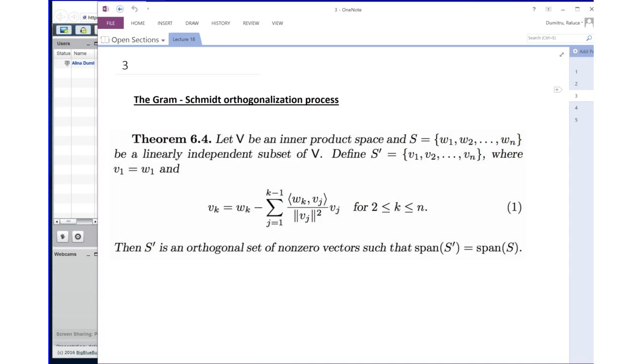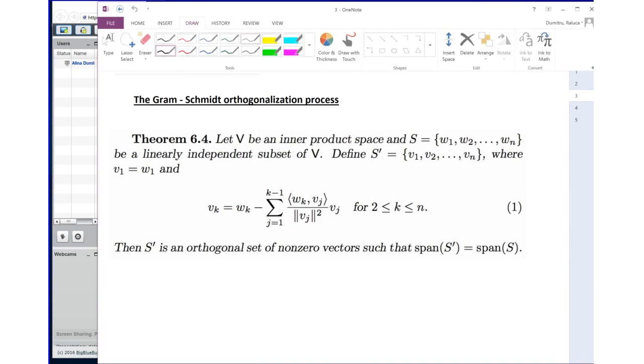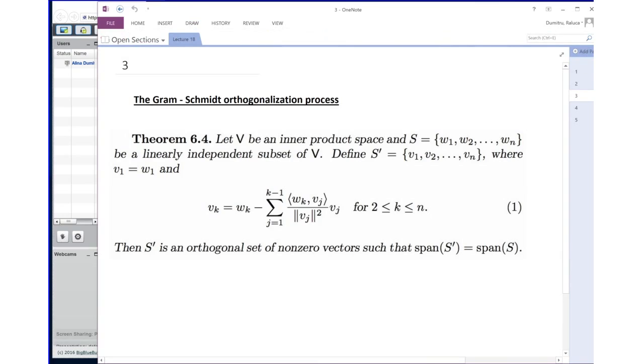And that's exactly what it says. It says that if you have an inner product space and you have a linearly independent subset, you usually just start with a basis of V, so it's automatically linearly independent. So S was linearly independent. Then you can define another set based on the original S. You call it S prime, where the vectors are defined according to this ugly formula there. This S prime turns out to be an orthogonal set with the same span as the original set S.